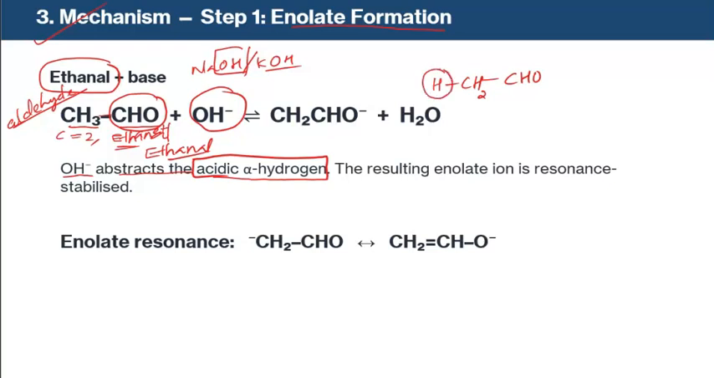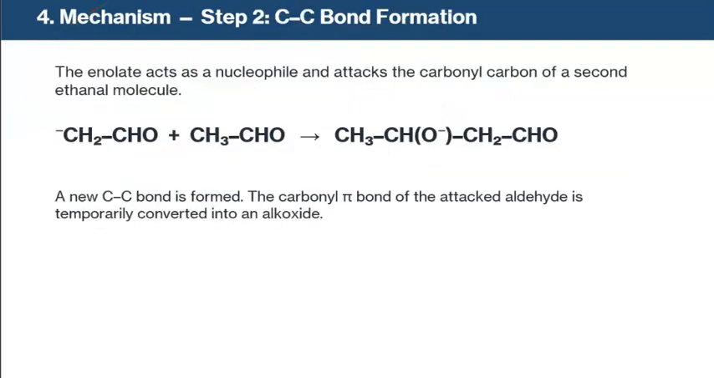That alpha hydrogen is abstracted by whom? This OH minus ion, to form what? A water molecule. And the remaining is the enolate ion. That is also resonance stabilized. That means that enolate ion has some resonance structures that make it a stabilized one. Then step 2, that is the carbon-carbon bond formation.